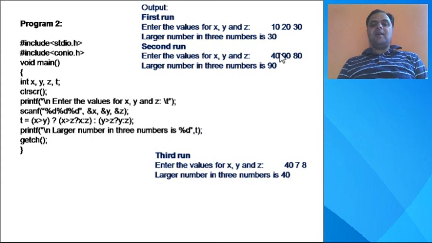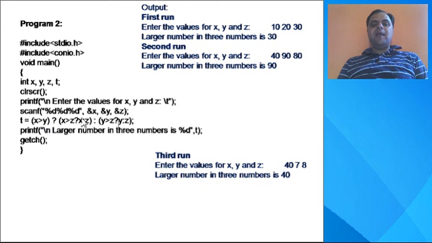In the second run, I have entered the value of x 40, the value of y 90, and the value of z 80. So first we have to compare x and y. So 40 and 90, this is false. Control will go to this expression. Now we have to check 90 and 80. So 90 is greater than 80, this is true.